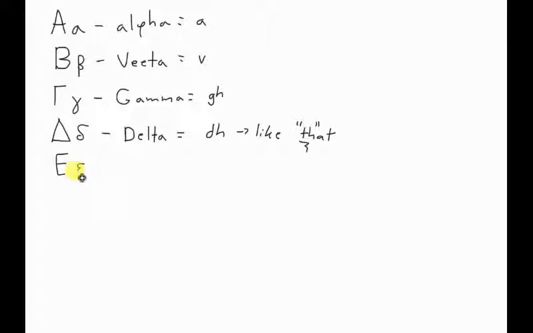The third letter is another vowel, epsilon. The capital is just a regular capital E in English, and the lowercase is a backwards 3. Epsilon. And it makes an E sound.